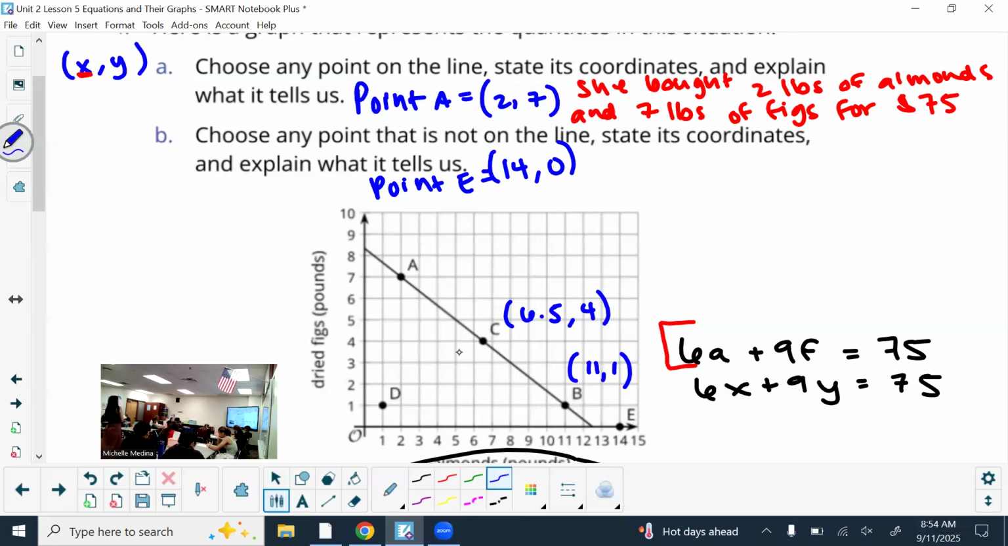The other one you could have picked, or really you could have picked any other point that's not on the line, but this one's outlined. Class, it's the coordinate of point D. 1, 1.